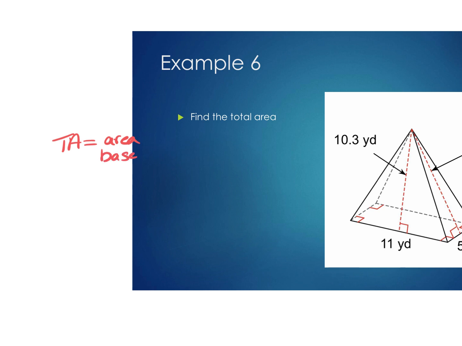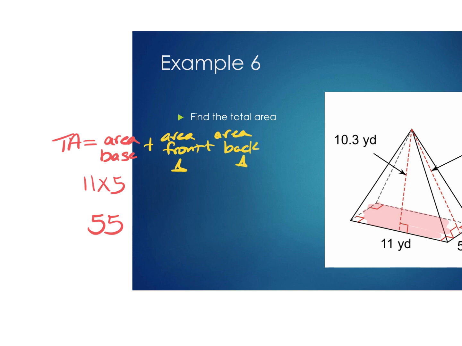So to get the total area of this pyramid, we need to find the area of the base. And my base shape is a rectangle here. So I'm going to do 11 times 5, and that's going to give me 55. Then the next thing I want to do is find the area of the triangles that are forming the lateral area. So say I have a front and a back triangle. I'm going to find the area of the front triangle and the area of the back triangle.